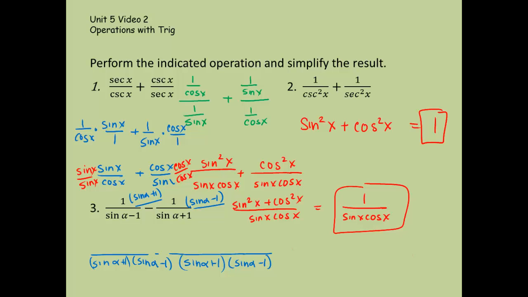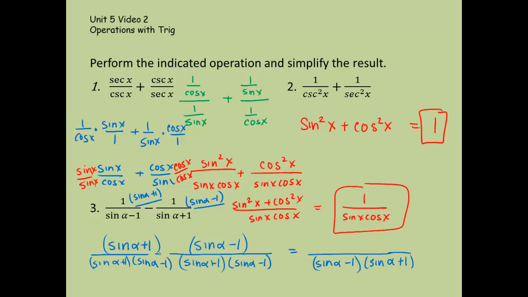But because I'm multiplying just by 1 in each of those numerators, it really looks like they almost trade places. And now I have to simplify my numerators because my denominators are the same. Sine of alpha minus 1 and sine of alpha plus 1.